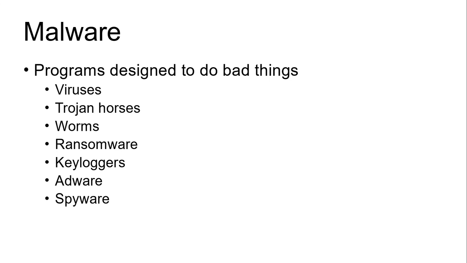All right, this last section of the video, I promise we're almost done. In the last section, I'm going to talk about bad things that can happen to your computer and how you can possibly try to mitigate those bad things a little bit. The main topic here is going to be malware. Malware is any program designed to do bad things, and there are lots of different types of malware depending on the exact way they go about doing the bad things on your computer.